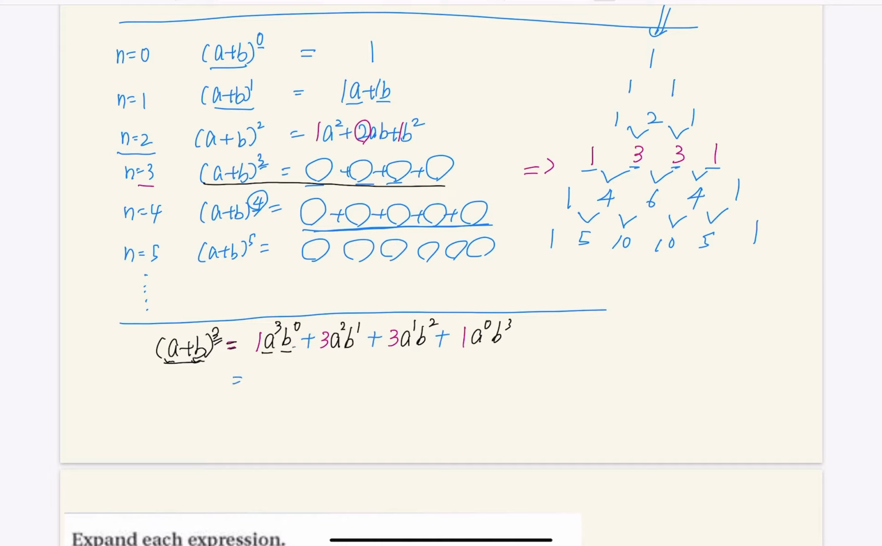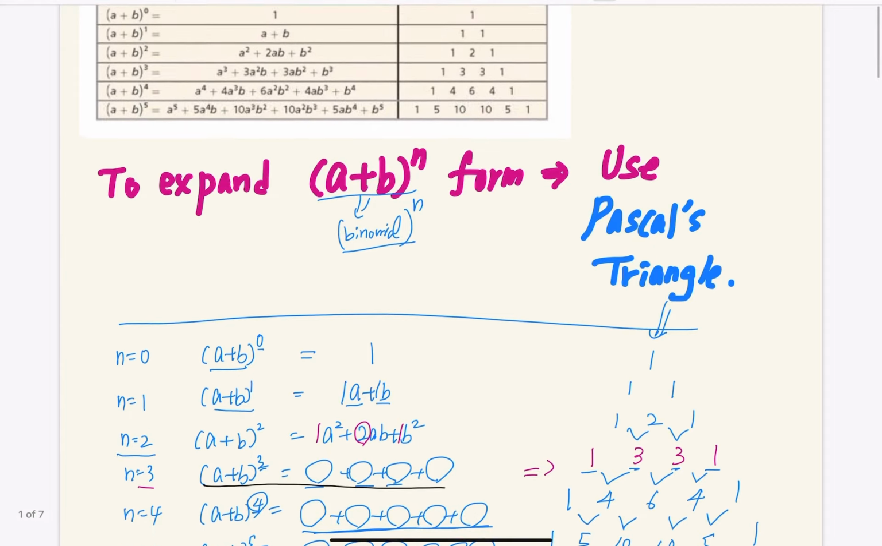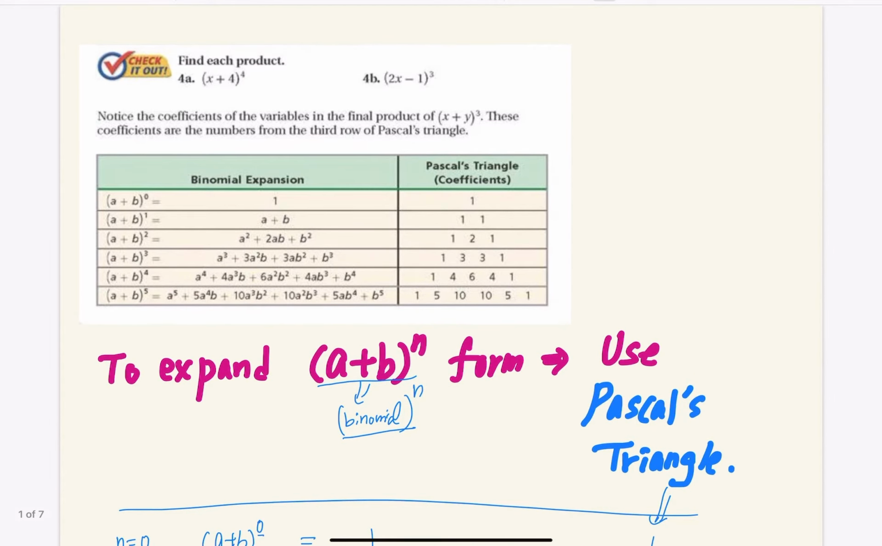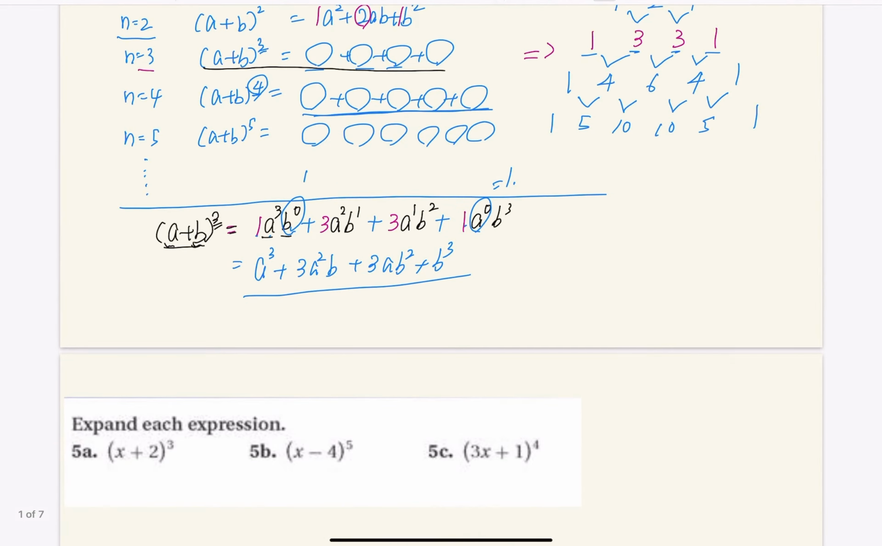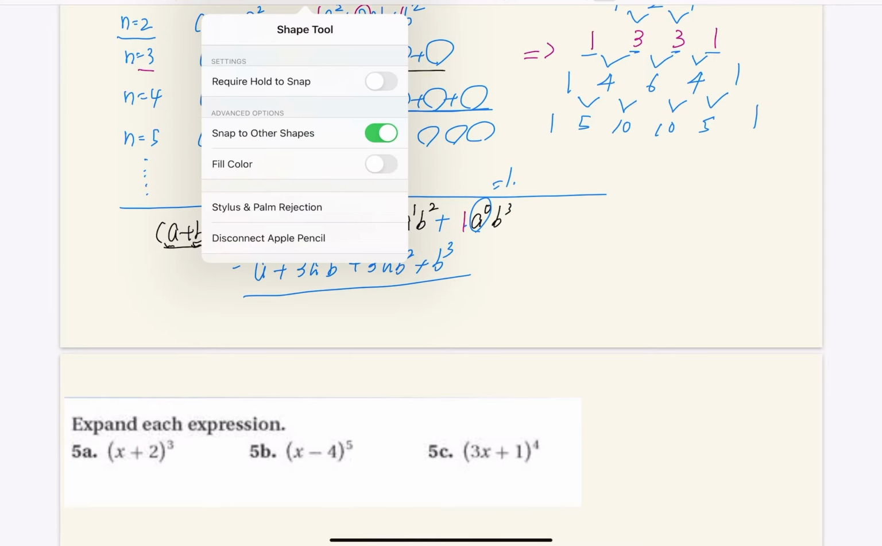B to the 0 power is 1, so 1 times a cubed times 1 is a cubed, plus 3a squared b to the 1, which is just b, plus 3ab squared, plus a to the 0 power is just 1, so 1 times b cubed is b cubed. This is how you expand a binomial by using Pascal's triangle. All right, let's try the next question. (x + 4)^4. Let me erase this part.